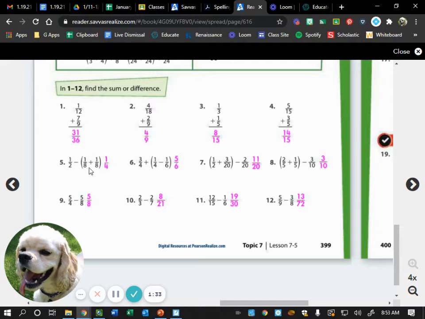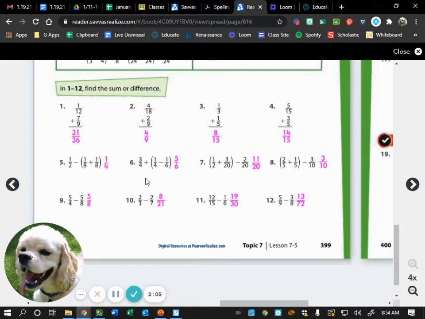But we need to solve what's in parentheses first. So 1/8 plus 1/8 is 2/8. So then we would have taken 4/8 minus 2/8, which would have gotten us 2/8. So if for number 5 you have 2/8, that technically is correct. But then you could simplify it to 1/4 because you could divide the 2 and the 8 by 2, and that would get you 1/4. So 2/8 or 1/4 for number 5. Do we have any questions about number 5?